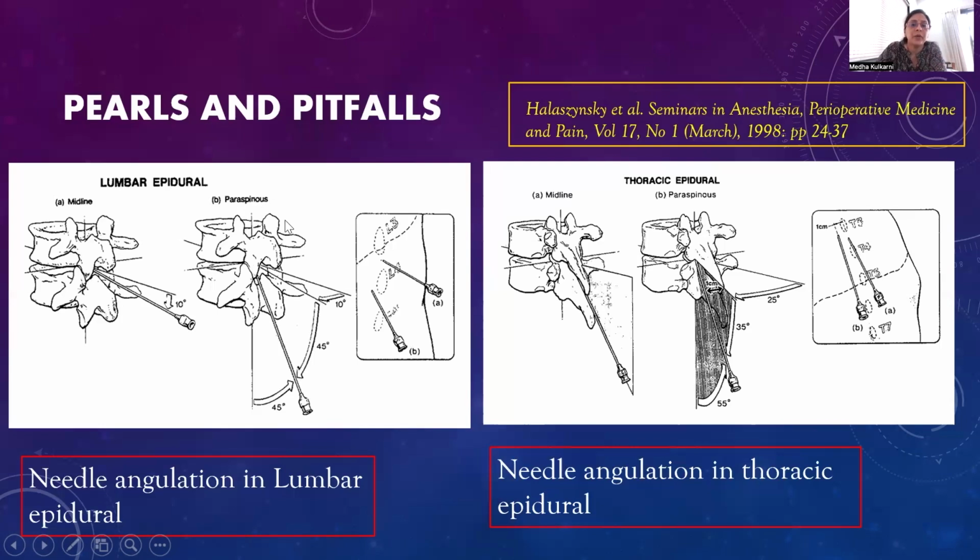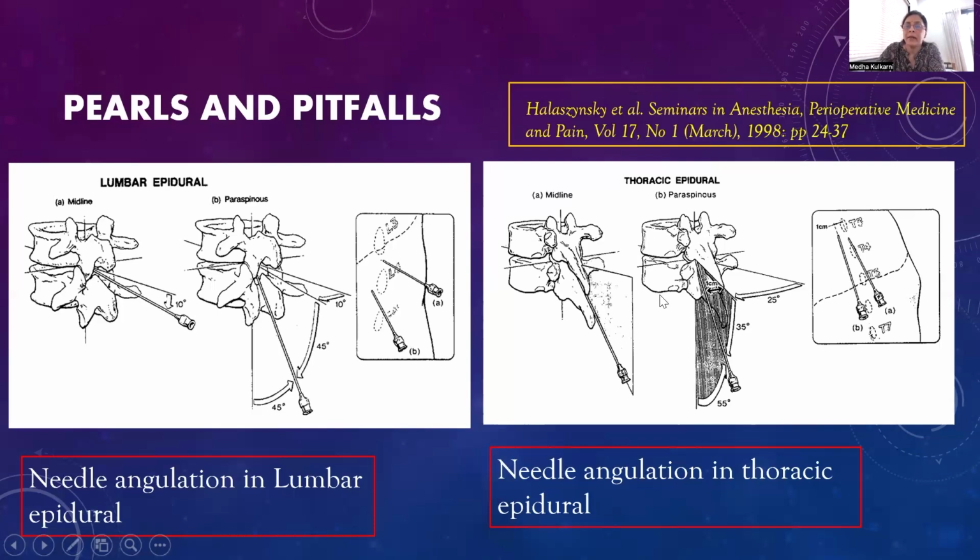Whereas when you are going for a paraspinous approach, the angle from the midline is again around 10 degrees, and from the horizontal around 45 degrees angulation of the needle will lead to a proper insertion of the epidural needle into the epidural space through the interspinous space. So this is the 45 degrees angle from the skin where the needle is inserted in a cephalad direction, with a slight 10 degrees angle from the midline.